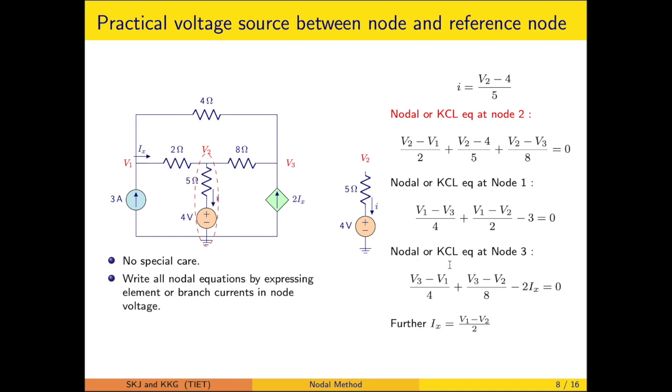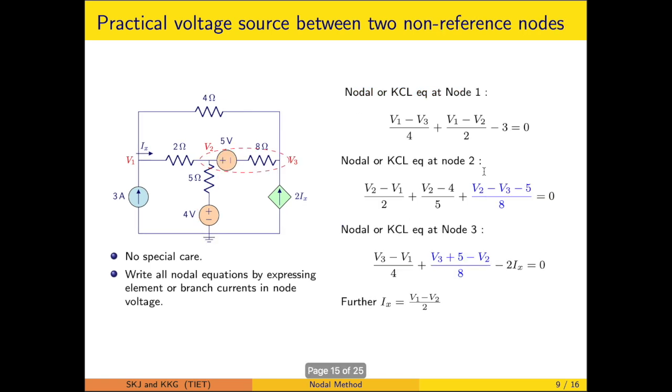Node 1 and node 3 are not changed as such. So the nodal equation for node 2 is going to be affected by this change. That is simply substituted likewise, with this term (V2 minus 4) upon 5.